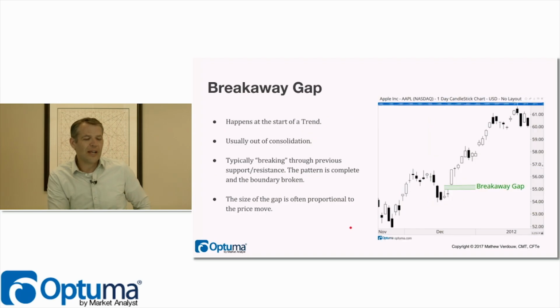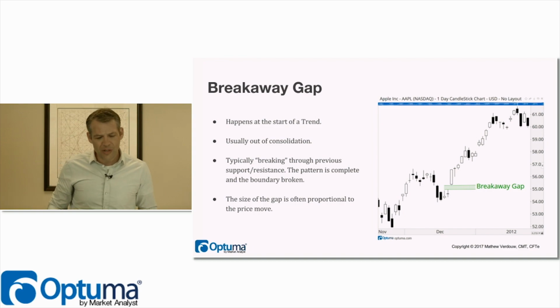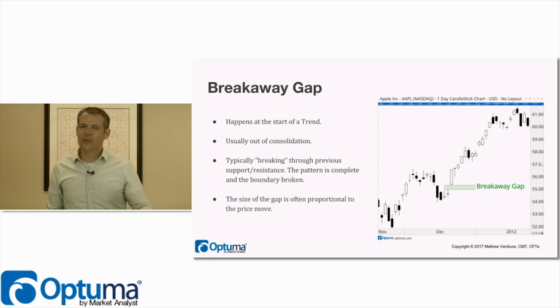All right, breakaway gaps. Now these typically happen at the start of a move. So we've had a downward trend, we've got some indecision going on, and then suddenly we get a breakaway. And even from a candle perspective, you can see that we're dealing with a really strong upward candle after the breakaway gap, which will be again another great confirmation of what's going on. Usually these happen out of some sort of consolidation, out of some sort of pattern.